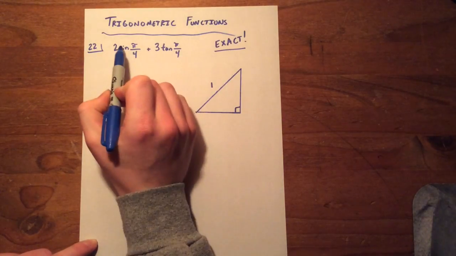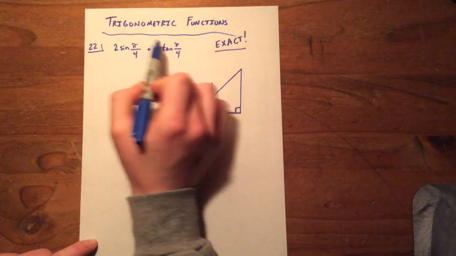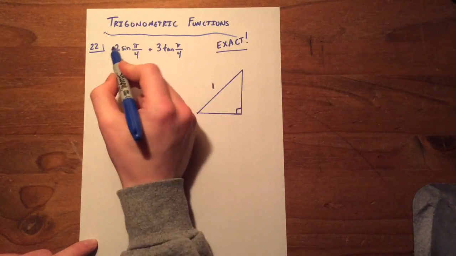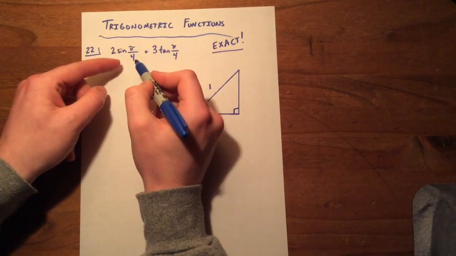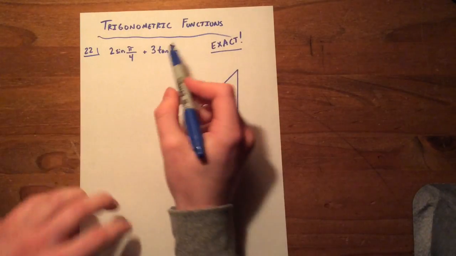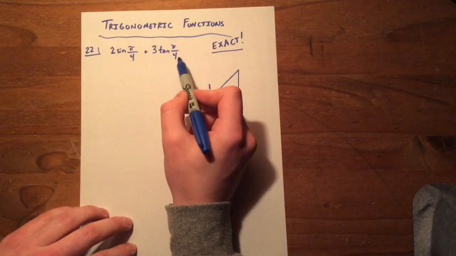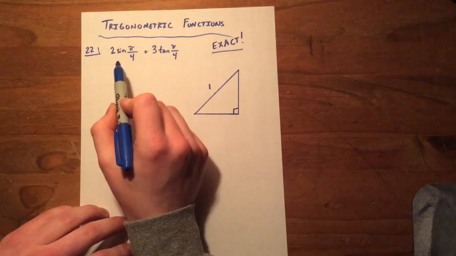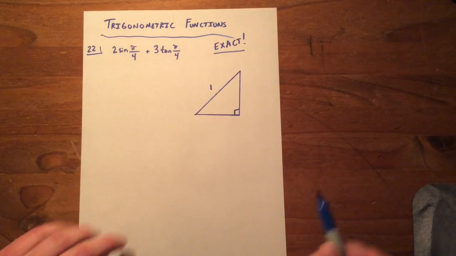And we have to remember that these are operators upon these. They're not anything separate. So it's basically saying 2 times the sine of pi over 4, which should be one answer, and 3 times the tangent of pi over 4, which should be another. Find them, plug them in, and add them together.